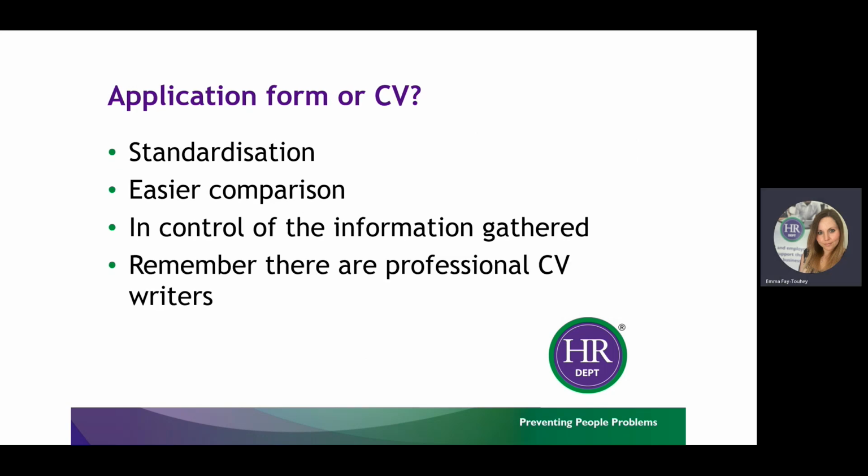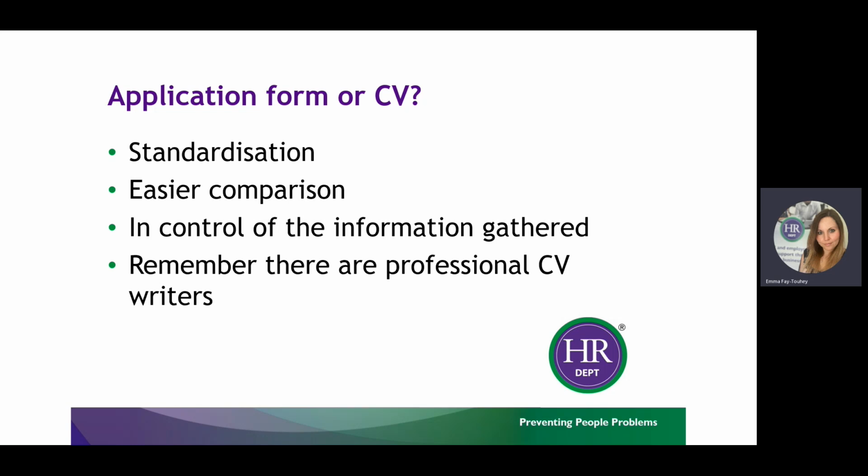Now, we often get this kind of debate coming up in training sessions and workshops around application forms or CVs. And the most common thing that we see is a job advert goes out and candidates are asked to send in a CV, which is absolutely normal and absolutely fine. But there are some potential benefits to having an application form instead, whether that's on your website for people to download, or whether actually it's an automated response when you get a CV to ask people to fill in an application form.